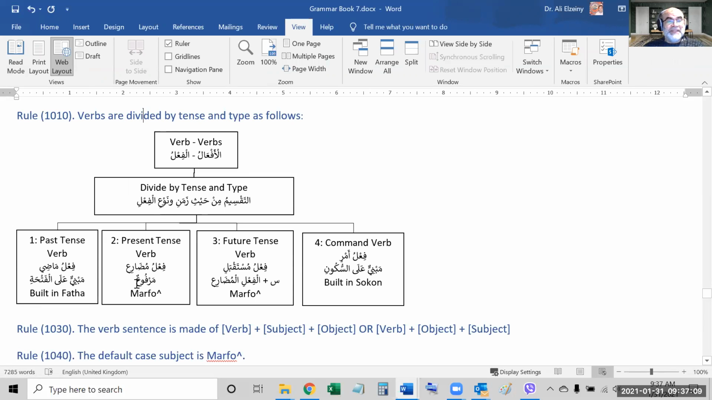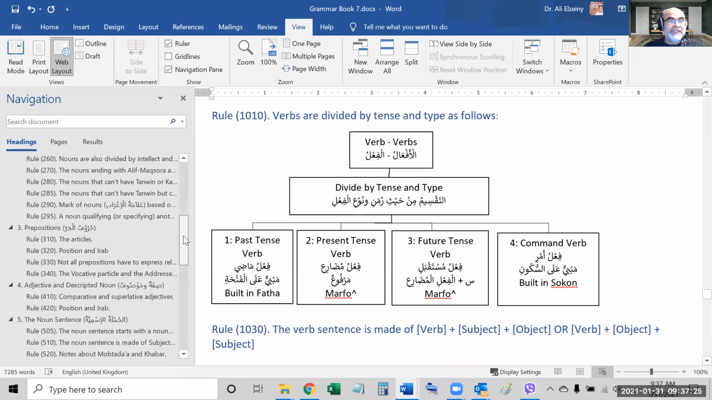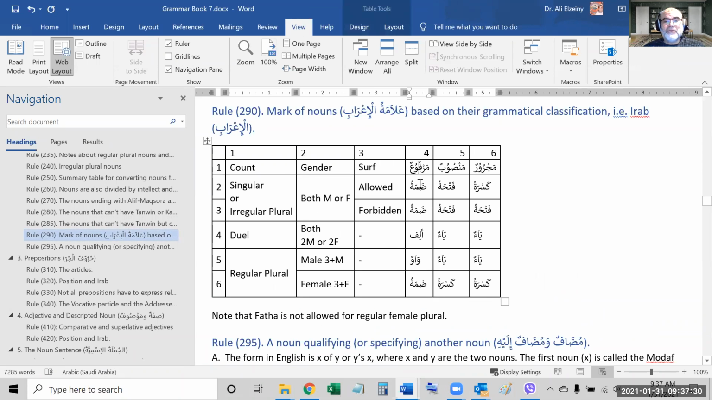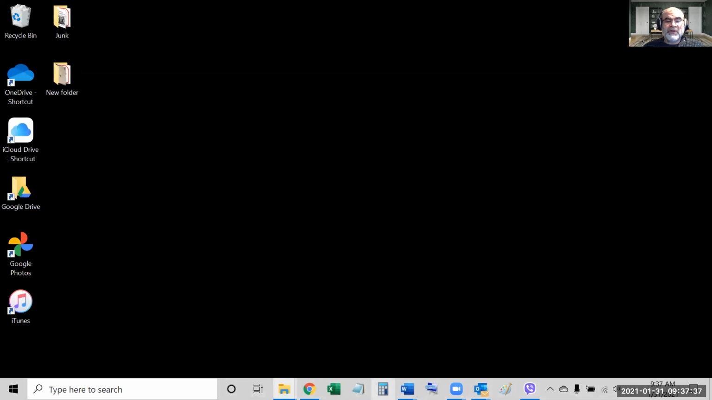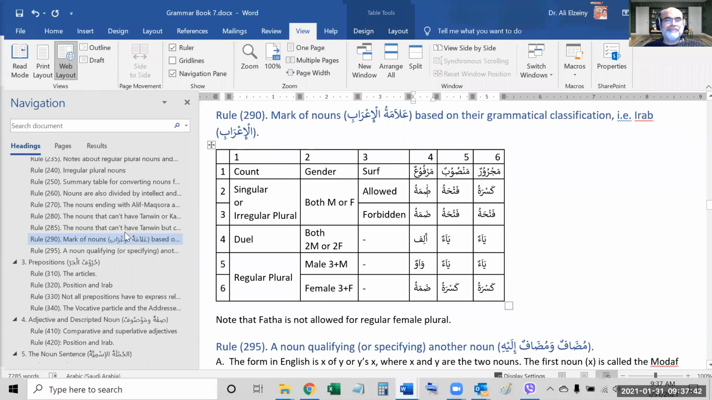Okay. The second kind is the present tense, and it's always marfu'. And we know the sign of marfu' is dhamma for the verb. It's always marfu', which is dhamma for the verb.